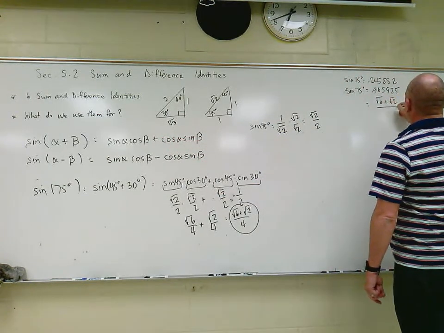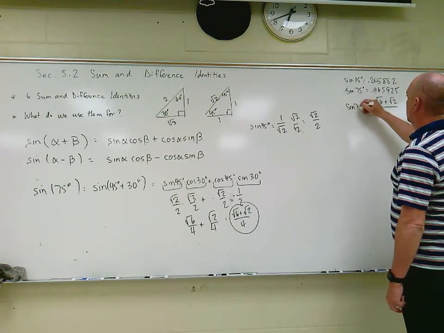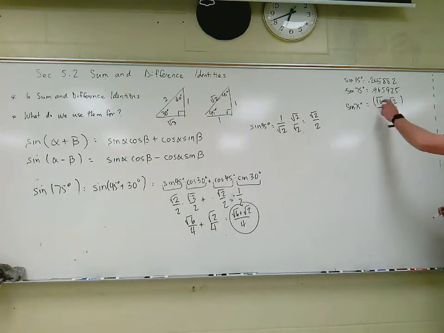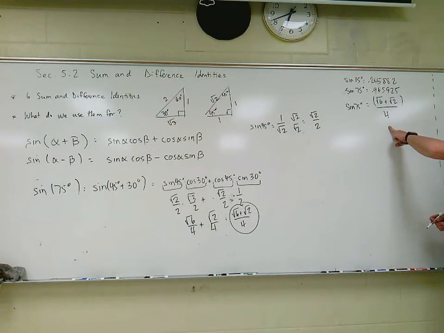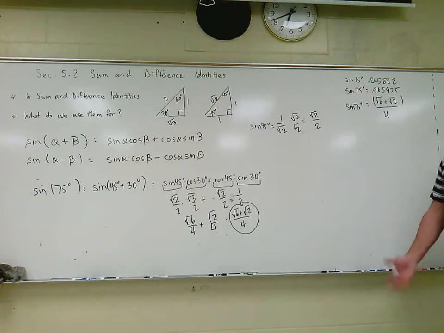Now, here's what I want you to do. Type this in on your calculator, square root of 6 plus square root of 2 all over 4, and you should get what? 0.965. You should get the exact same answer, except this is exact form. All right, does it check out? Yeah.